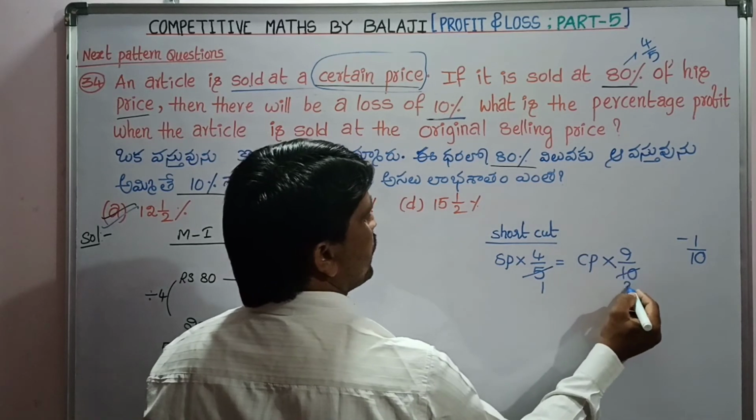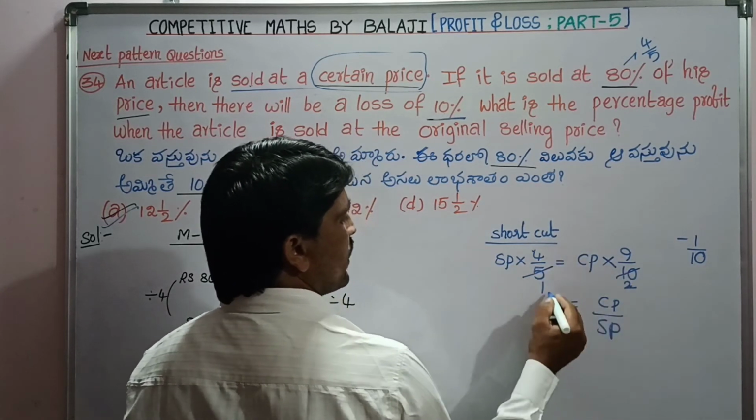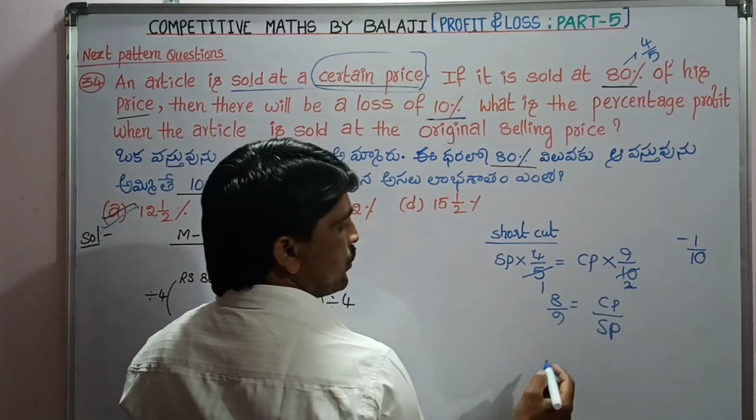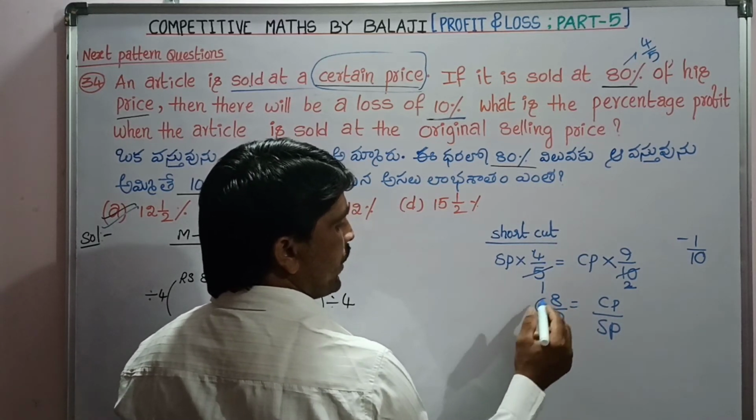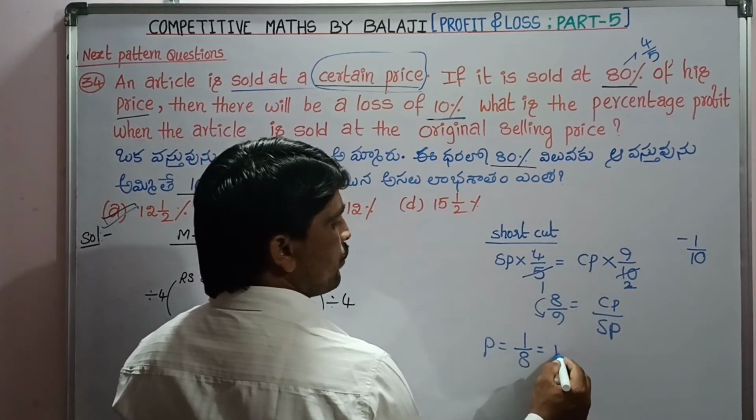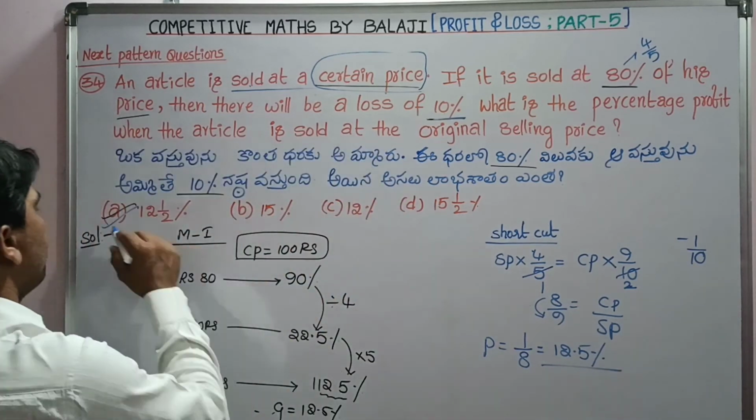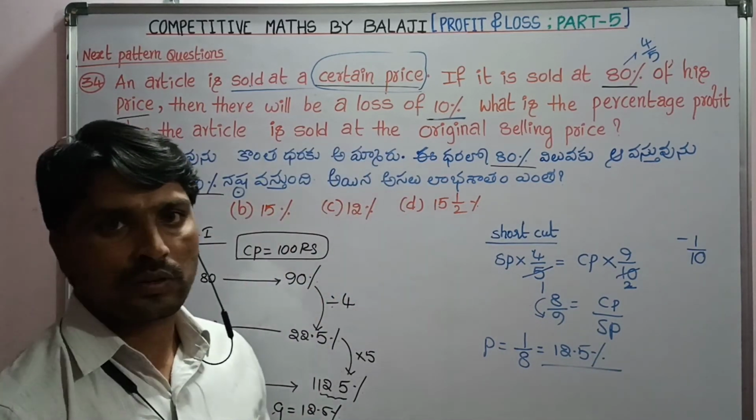Now 5 ones are 5, 5 twos are 10. CP over SP is equal to 8 over 9. So there is a 1 unit profit over 8. So profit is 1 by 8, which is equal to 12.5%. Profit is 12.5%. So answer is 12.5%.